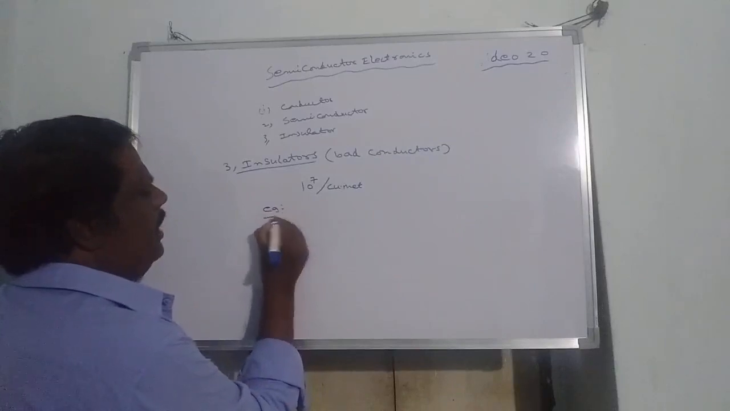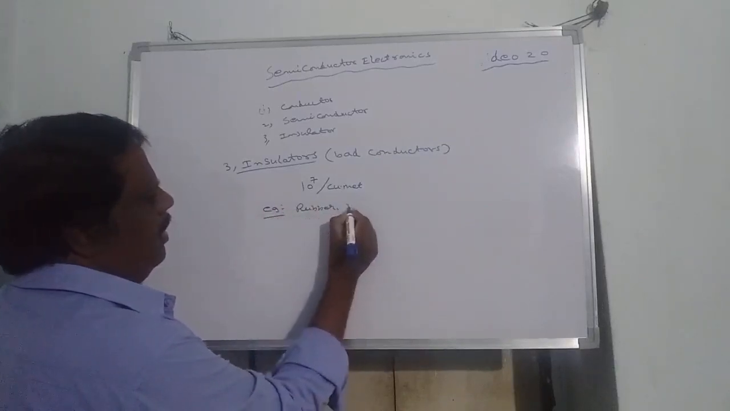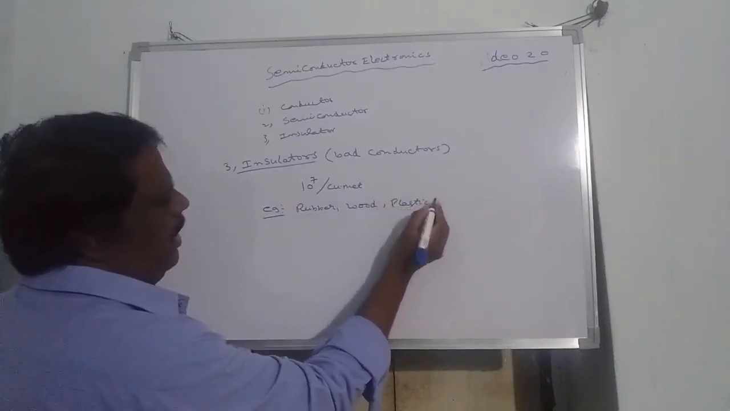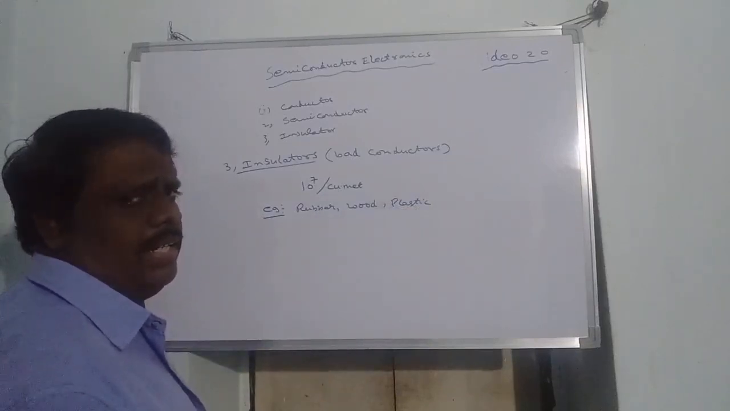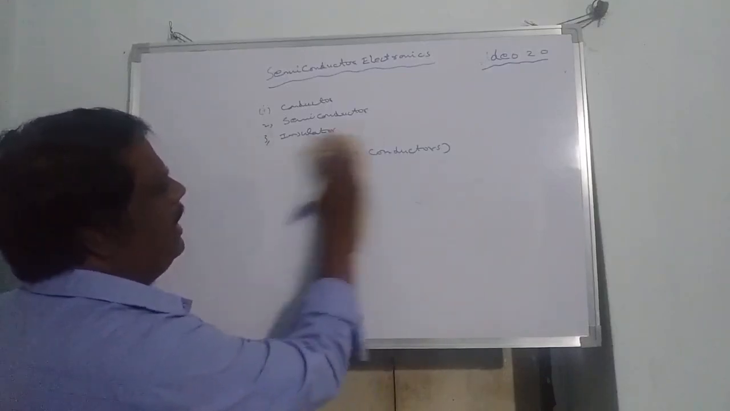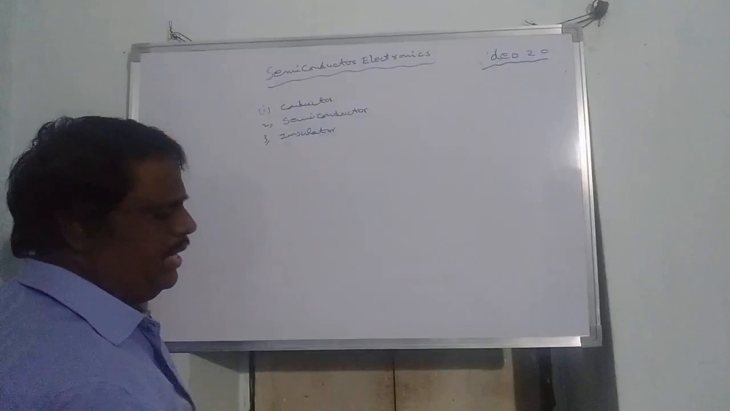Examples of these insulators are rubber, wood, plastic, ebonite. These are all examples of bad conductors or insulators. So according to electrical conductivity, solids are classified into 3 types: conductor, semiconductor, and insulator.